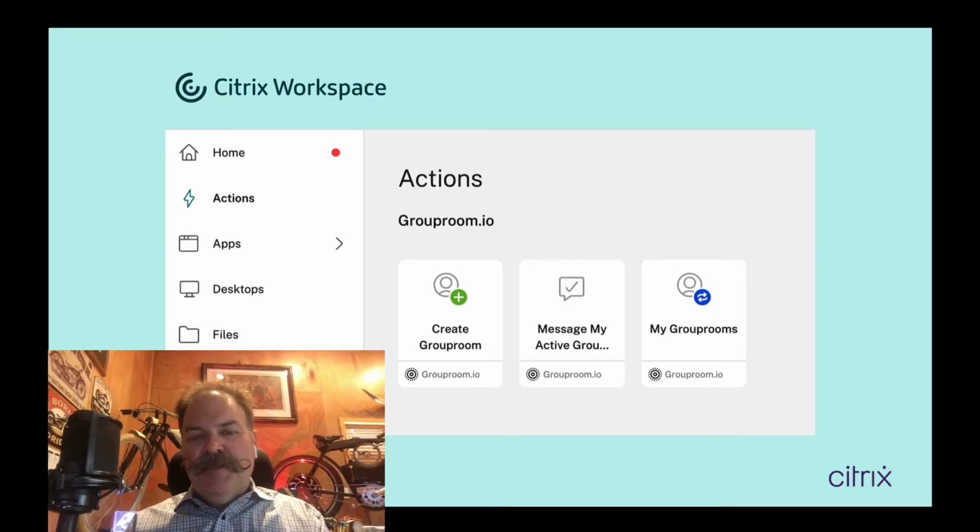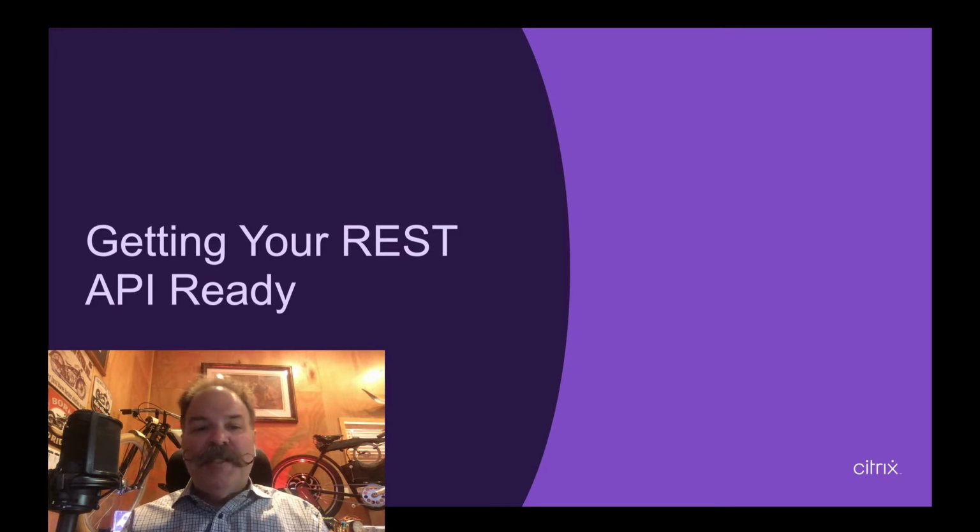Things start getting really interesting when we start talking about Citrix Workspace integration of the GroupRoom micro app. So now within Citrix Workspace, you can do all of the administrative features like creating group rooms, inviting your colleagues to attend group rooms, chatting with group rooms, and then getting live notifications inside of your Citrix Workspace when colleagues join your room. I'm going to walk you through how to set all of that up. But first, let's get started talking about your REST API.